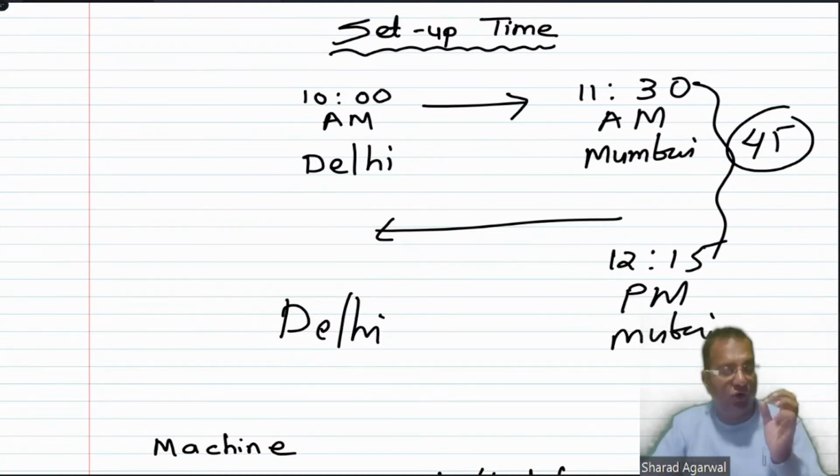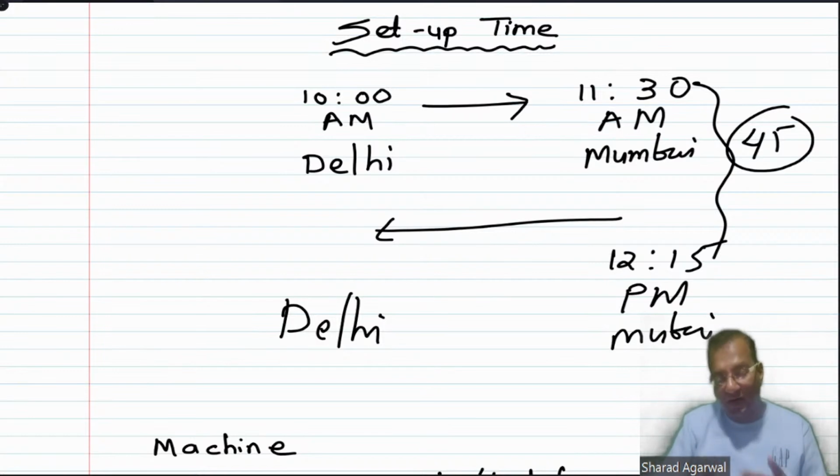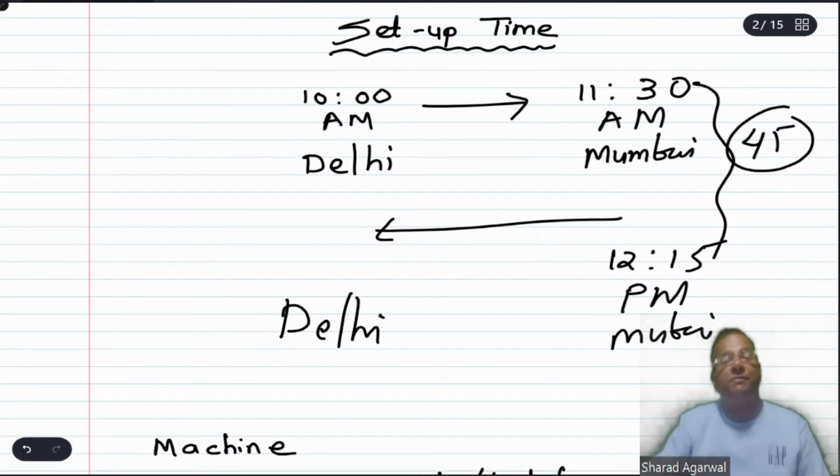Trial and error. The word given in your study material is iteration. Iteration means trial and error. You have to make multiple trial and error, multiple iterations, so that you can arrive at a time which can reduce the setup time.